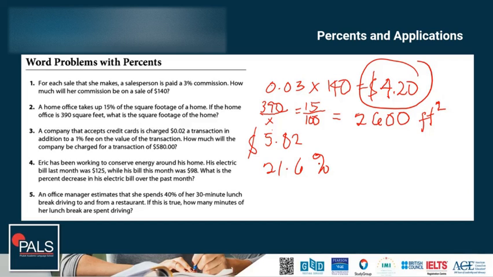Number 5, an office manager estimates that she spends 40% of her 30 minute lunch break driving to and from a restaurant. If this is true, how many minutes of her lunch break are spent driving? The answer is 12 minutes.